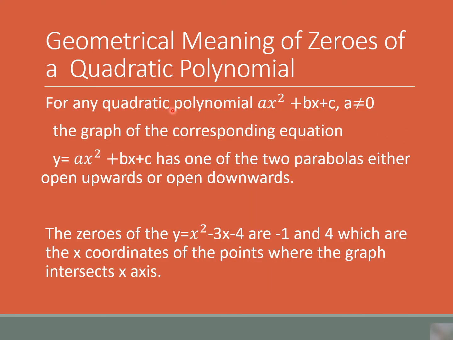For any quadratic polynomial ax² + bx + c, where a has to be not equal to 0, the graph of the corresponding equation is one of two kinds of parabola. Please remember, either it will open upwards or open downwards. But for a quadratic polynomial, it has to be a parabola. The zeros of this particular quadratic polynomial are -1 and 4, as shown in the graph also, which are the x-coordinates of the points where the graph intersects the x-axis.